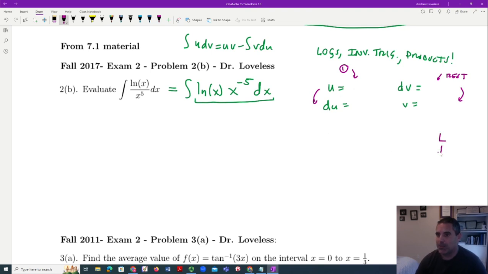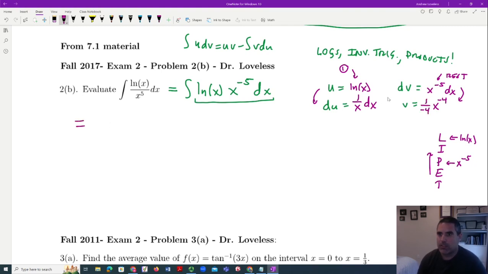I talked in class a little bit about this silly idea of LIPET, just one of many acronyms people have come up with where you pick u higher. So in this case, I was given a log, and I was given a power of x. So pick u higher on the LIPET scale. So you basically don't even have to think now. This is log of x. That means this has to be the rest. You take the derivative. You integrate, so the power is going to go up, 1 over -4. And then you're off to the races.